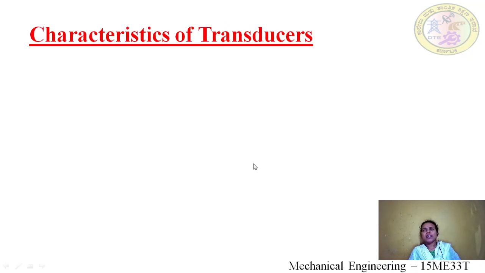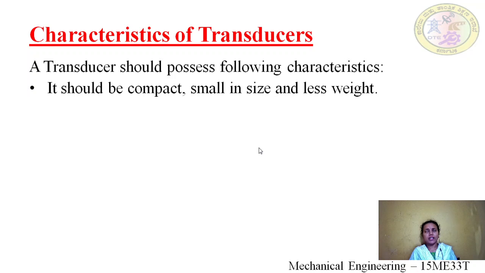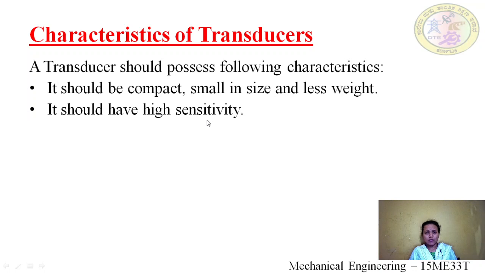We shall see some of the characteristics of a transducer, what a transducer should possess. There are some characteristics a transducer must have. Number one, it should be compact, small in size, and low in weight. The second characteristic of a transducer is sensitivity. That means for small changes in the input, it should be able to produce an output. The transducer should have high sensitivity. And the next characteristic of a transducer is reliability.